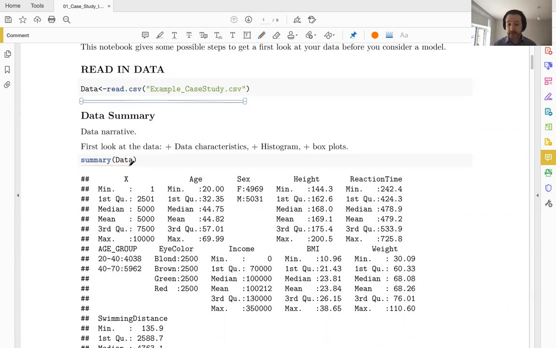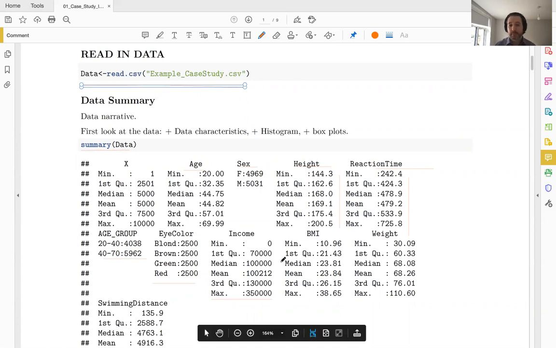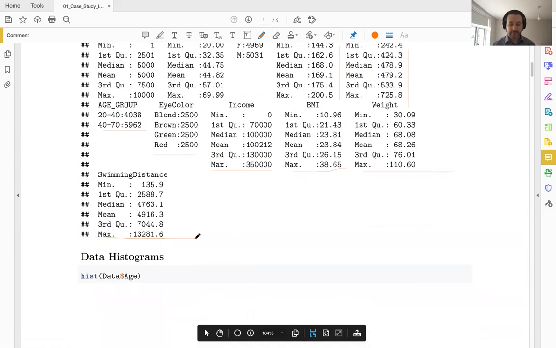You can then, from that point, so here, this is an extension of the data you would have seen in probability and statistical inference. We have age, we have sex, male, female, we have height, which is a range, reaction time, once again a continuous variable. I've included age group, eye color, so we have 4 eye colors here, income, BMI, weight, and swimming distance.